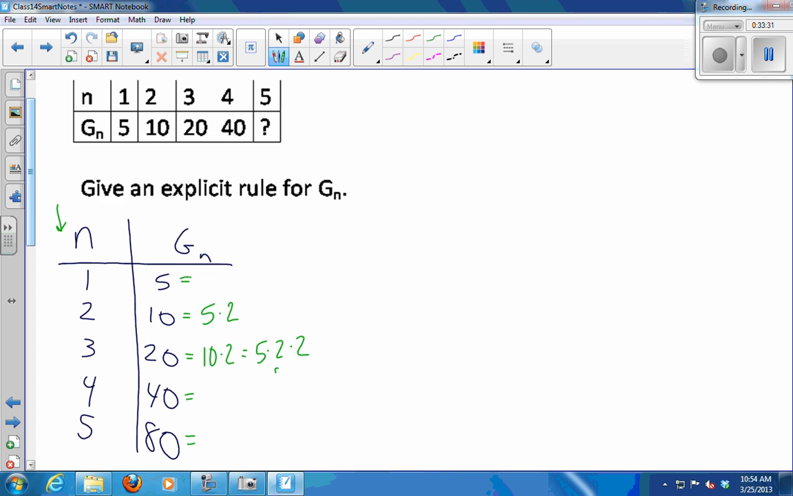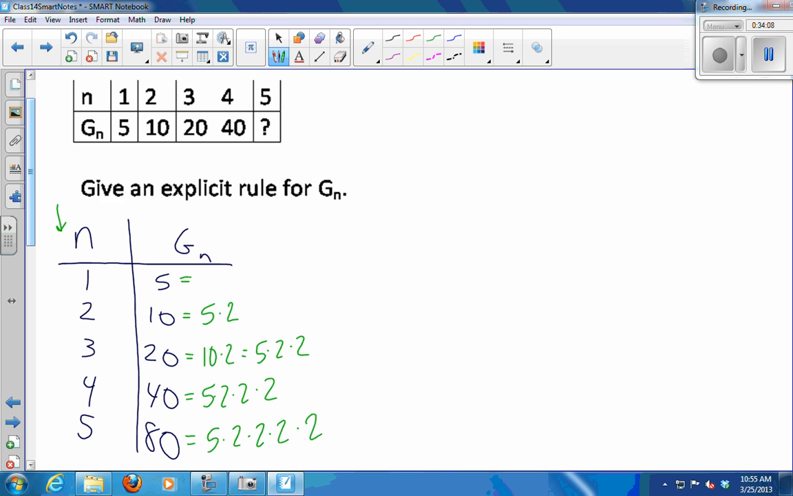And then 40, right. 40 is 20 times 2, but 20 I can write as 5 times 2 times 2. So this is 5 times 2 times 2, that's 20, times another 2 to give me 40. And then the 80 I can write as 40 times 2, but 40 can be written as 5 times 2 times 2 times 2, then times 2 again to give me my 80. Okay, so repeated multiplication, how do we denote that mathematically?